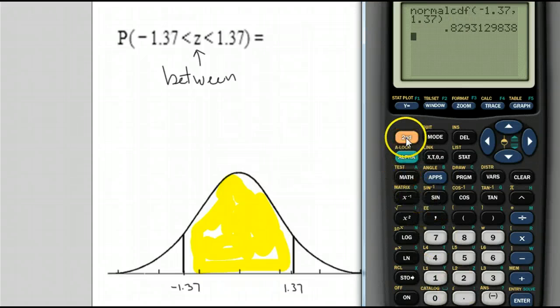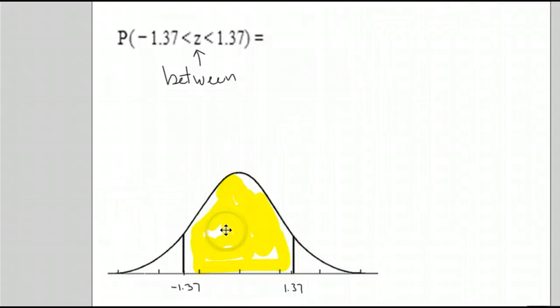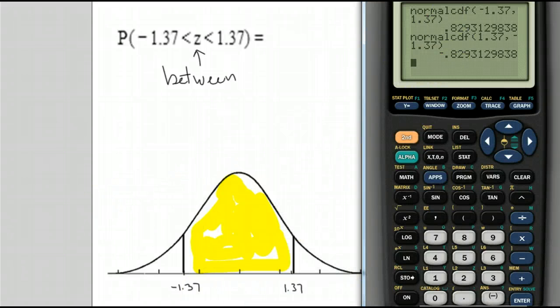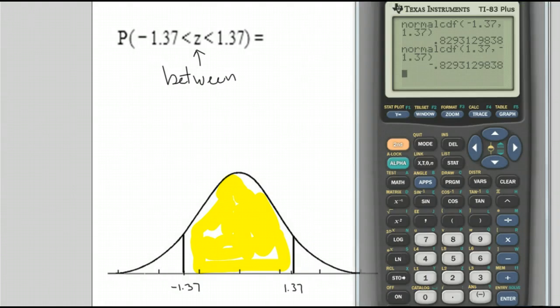I do want to point out that if you ever put your numbers in backwards, meaning you put in the positive 1.37 first and the negative 1.37 second, you're going to get that same area, but you're going to get the negative of it, the opposite of it. And that has to do with calculus. You don't need to know why, but just know that if you ever get a negative out of the normal CDF, it's because you have your lower and upper number inverted. So that was positive 0.8293.